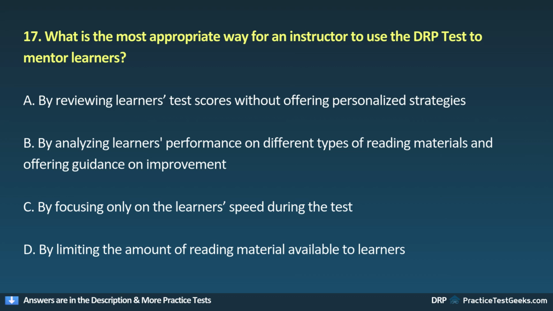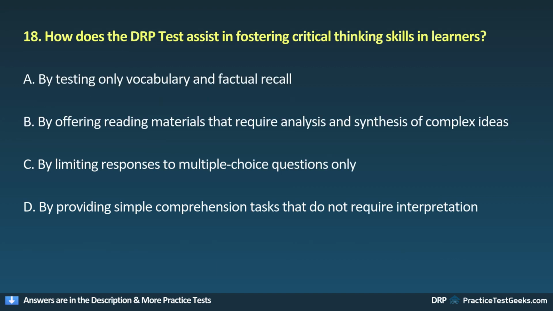C. By focusing only on the learner's speed during the test. D. By limiting the amount of reading material available to learners. 18. How does the DRP test assist in fostering critical thinking skills in learners? A. By testing only vocabulary and factual recall.